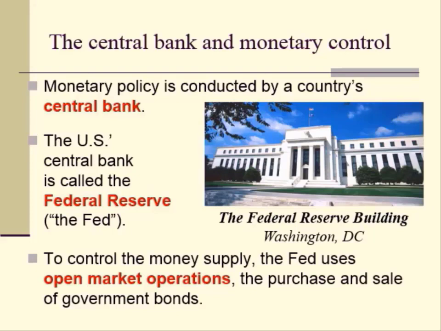To control the money supply, the Fed uses open market operations, that is the purchase and sale of government bonds. For example, if the Fed wants to increase the money supply, then they do that by bond purchase. On the other hand, if they want to decrease the money supply in the system, then they try to do that by selling bonds. These are known as open market operations, the purchase and sale of government bonds.